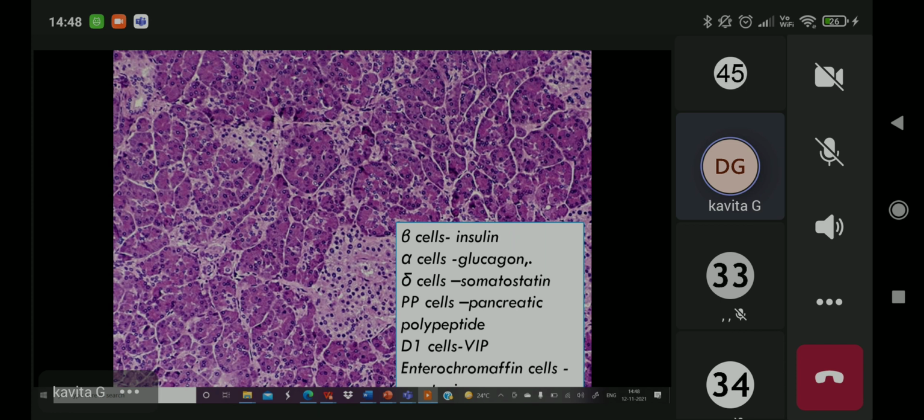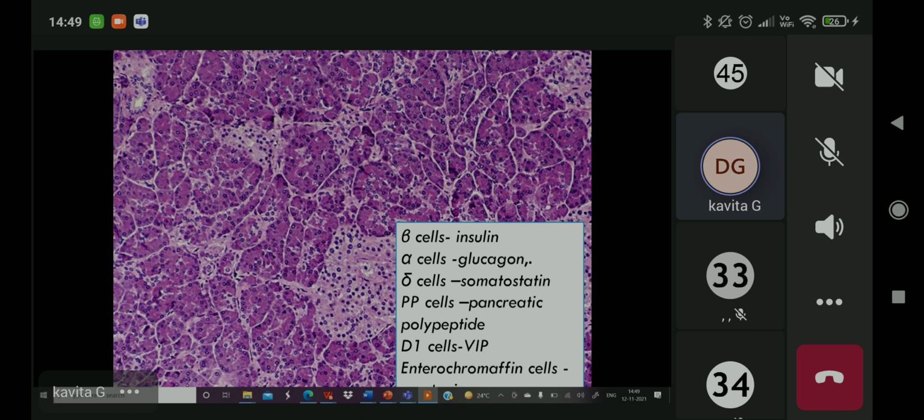And we know that the endocrine pancreas is comprised of the various beta cells secreting insulin, alpha cells secreting glucagon, delta cells secreting somatostatin, and PP cells secreting pancreatic polypeptide, along with D1 cells secreting VIP, and enterochromaffin cells.